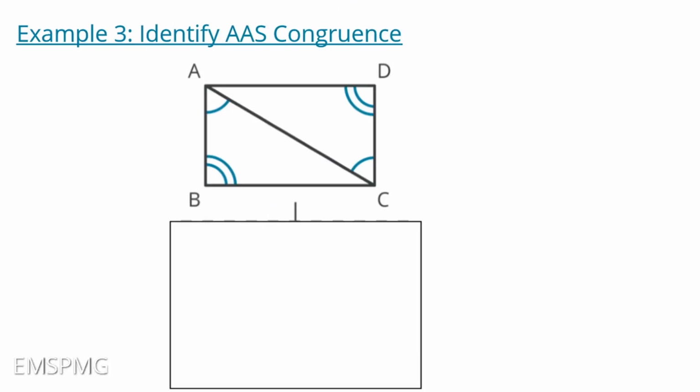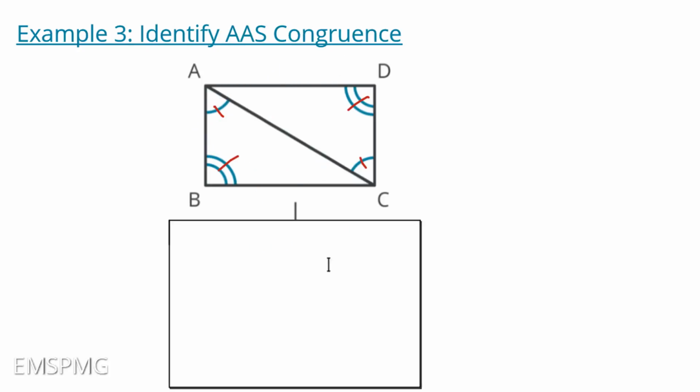Okay, and then you may come across some more trickier problems. So we see here that we have this angle is congruent to this angle, and then this angle is congruent to this angle. But how do we know which sides are congruent? We don't know anything about this side or that side.